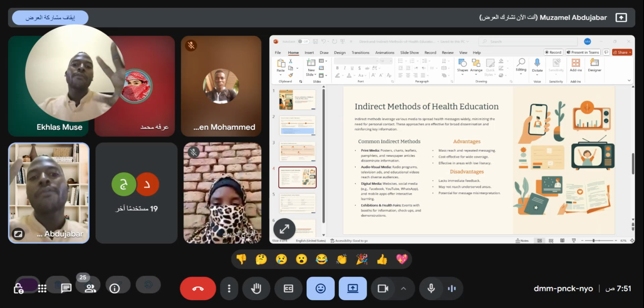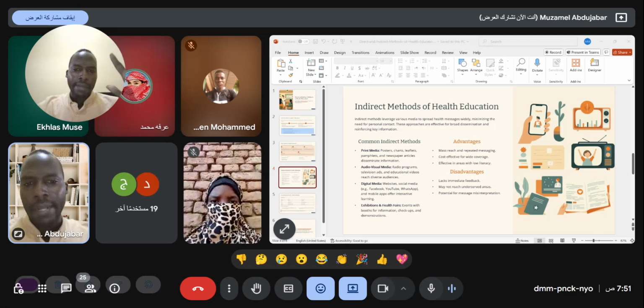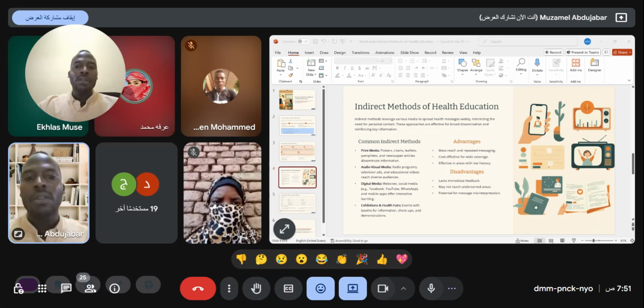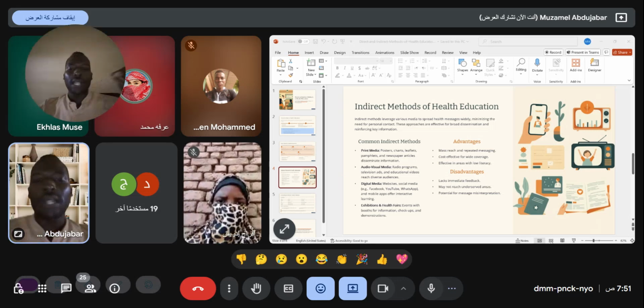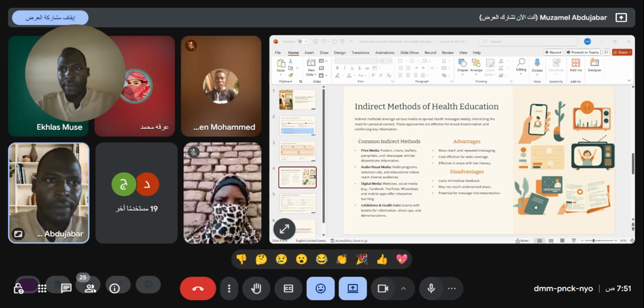Yeah. These are the four ways for the indirect. As I told you, indirect is not face to face with the people or with the volunteers. Yeah. It needs the media. One of the ways of the indirect is the print media, and I mentioned things like posters and also charts.